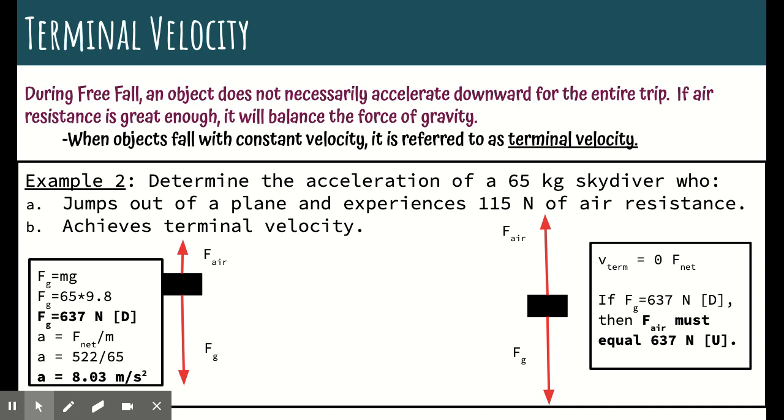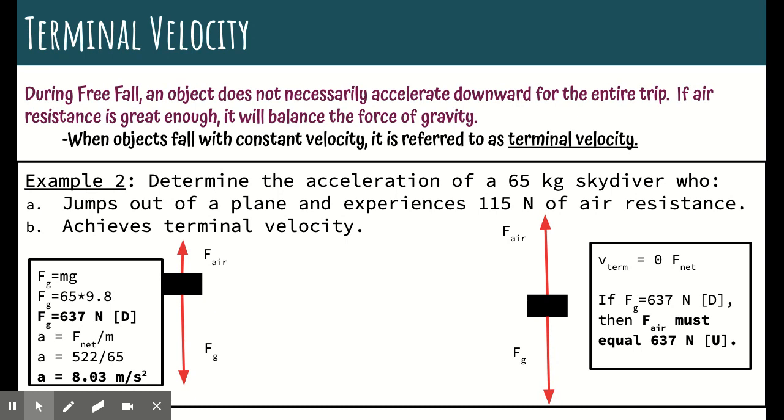So if you look at the example on the left, we have our free body diagram. Always have to draw a free body diagram with these. So you have the box and then the force vector arrows coming off of that. Air resistance is going upward. We know it's only 115 newtons. And then we have the force of gravity coming down. It doesn't tell us what the force of gravity is, but we know we can calculate that.